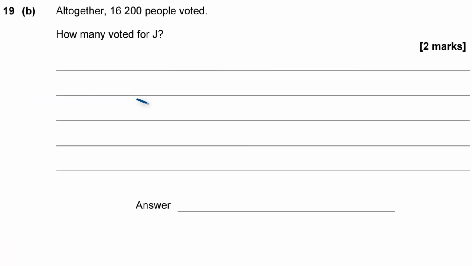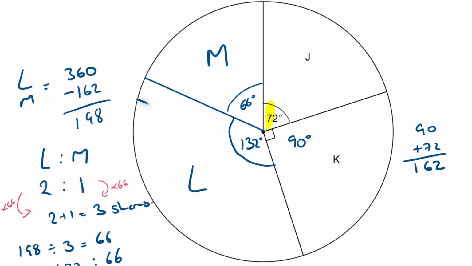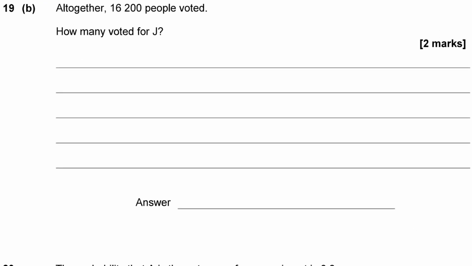19b says, altogether 16,200 people voted. How many voted for J? Now, if you remember from the diagram, J had an angle of 72 degrees at the center. So the fraction that voted for J is going to be 72 over 360, because there are 360 degrees in the circle, and 72 of them were for J. So we're going to use 72 over 360 as a fraction and multiply that by the total number of people who voted, which is 16,200.